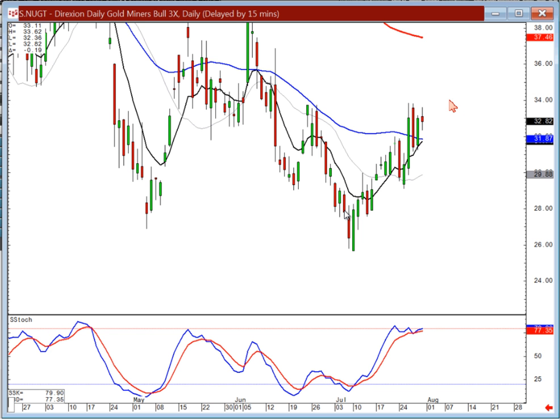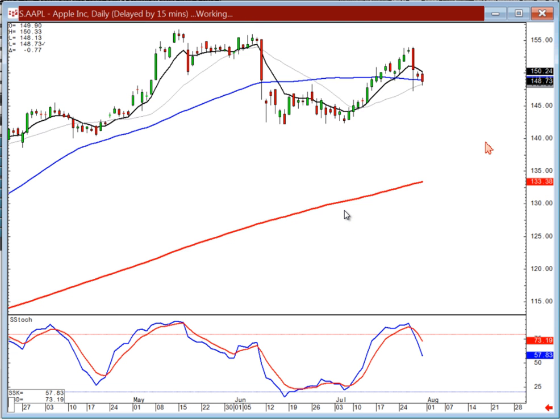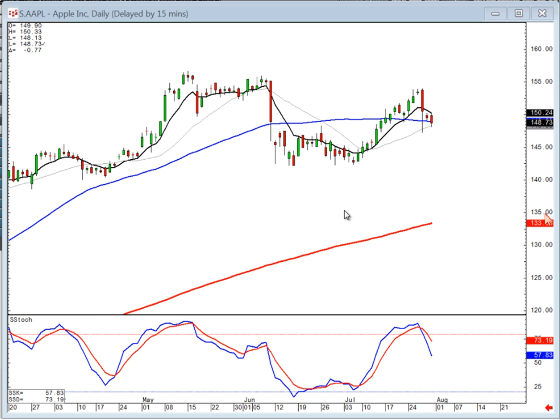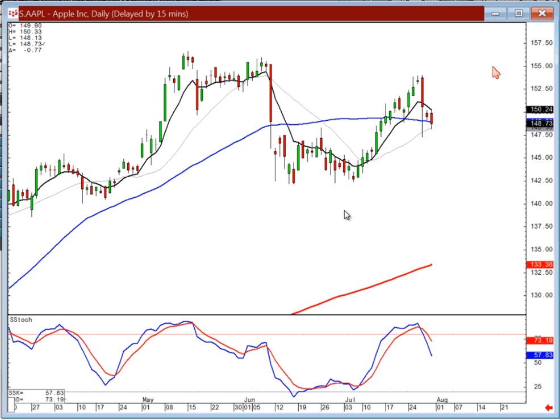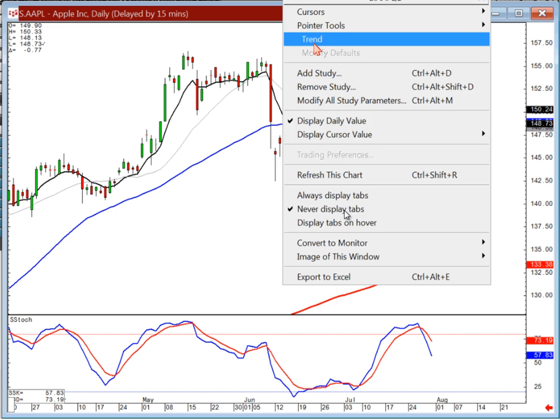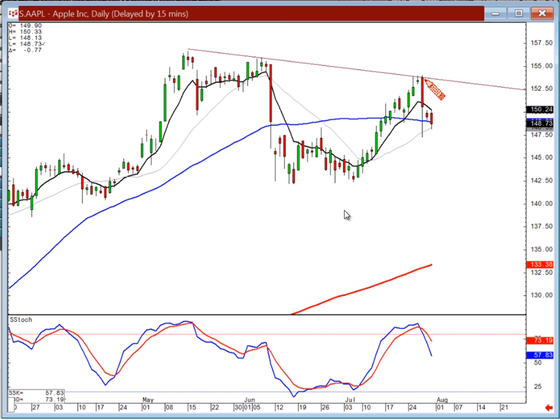Apple, another one that did a big left-right combo failure. And I think you could probably do that. So this is where, they report tomorrow after close, all right.